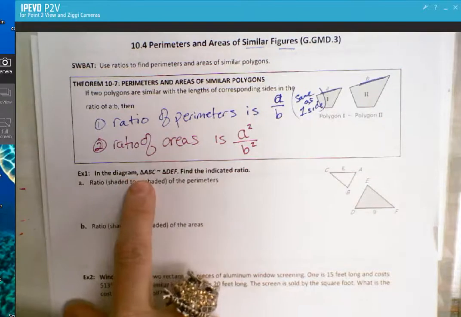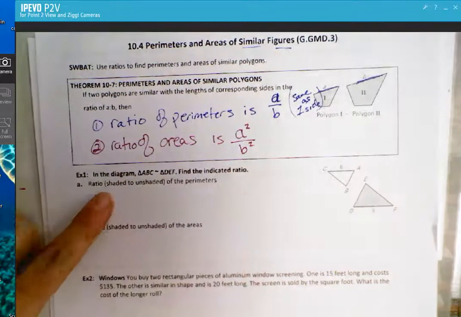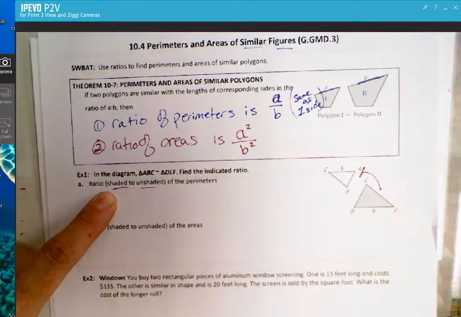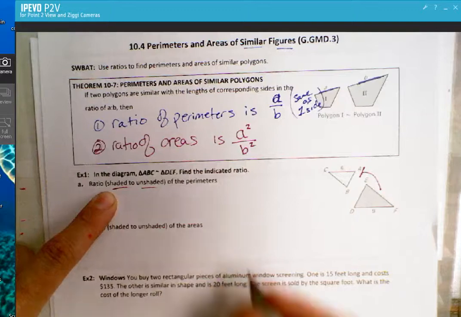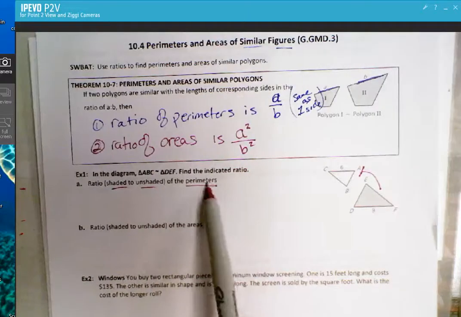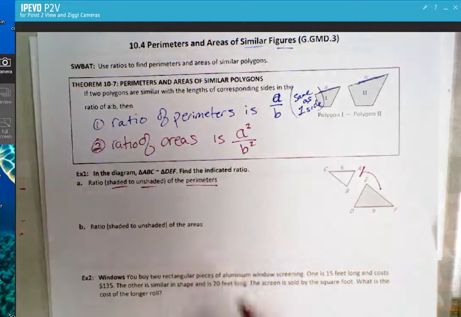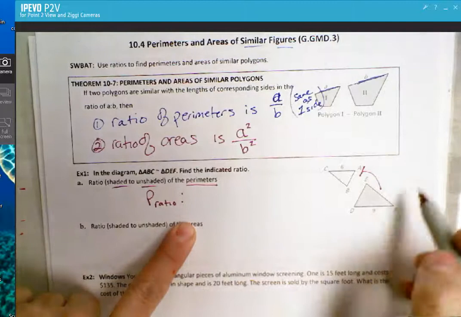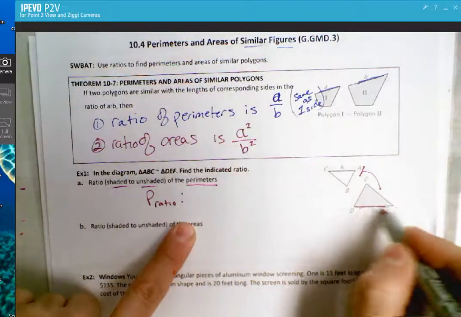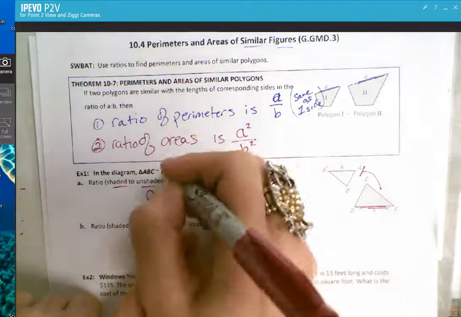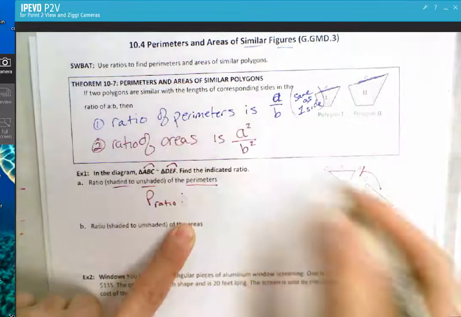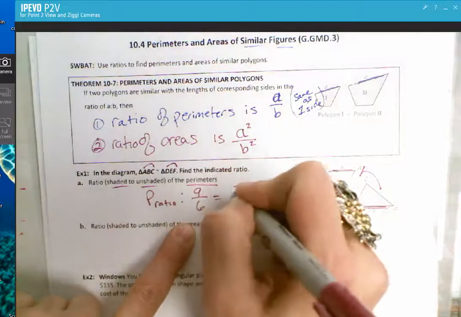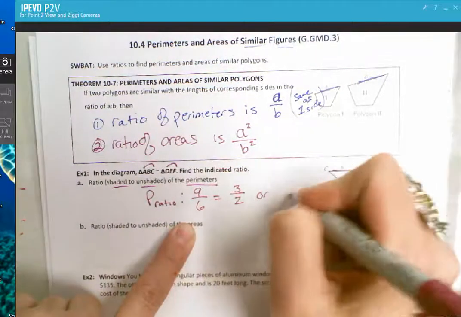In the diagram, triangle ABC is similar to triangle DEF. Find the indicated ratio. So we want the ratio shaded to unshaded. So I want shaded on top, numerator, to unshaded, denominator, of the perimeters. We know the ratio of the perimeters is going to be the exact same thing as the ratio of the sides. So my perimeter ratio is corresponding side DF. We just need to make sure DF, first and last in the naming, corresponds to AC, and AC is up here, so it does. So I know the ratio is 9 to 6, which simplifies to 3 over 2, or can be written as 3 to 2.